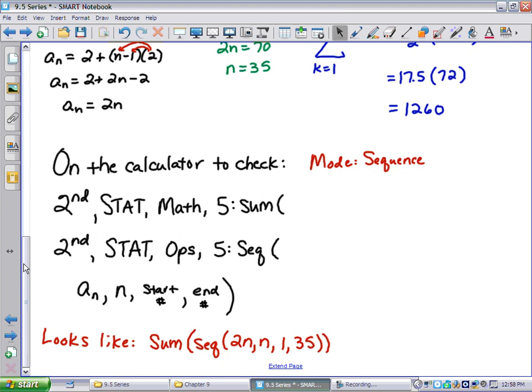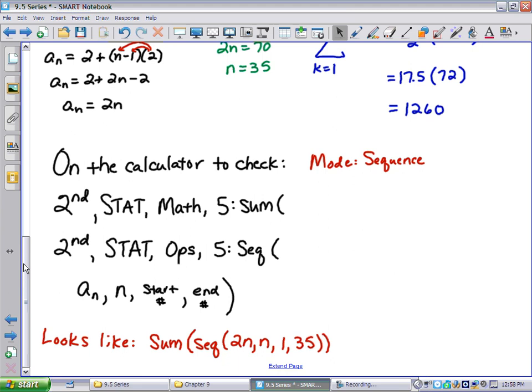On your screen, if you were to type this last one in, you would see it as sum, parenthesis, sequence, parenthesis, 2n, comma, n, comma, 1, comma, 35, and then 2 sets of parentheses. And when you hit enter, it should come out to be 1,260.